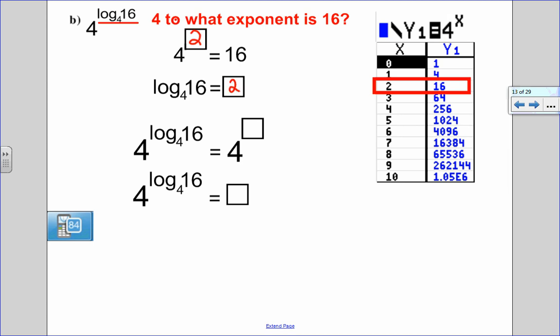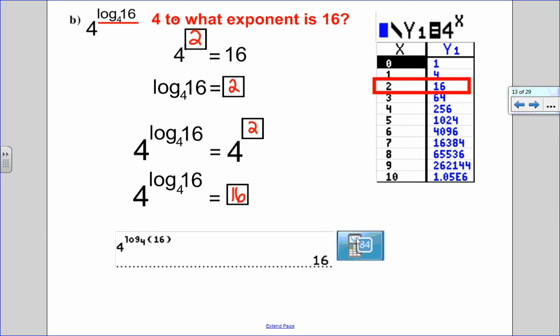So now I can replace my exponent, which was a log, just with the number 2. So since log base 4 of 16 is 2, I'm going to have 4 squared, which is equal to 16. And again, I can check the original question in my calculator like that. Okay, so notice that I had an exponent with a base of 4 and a log with a base of 4. They're the same base.